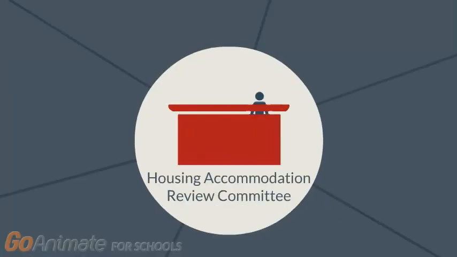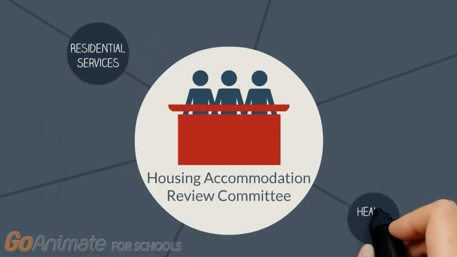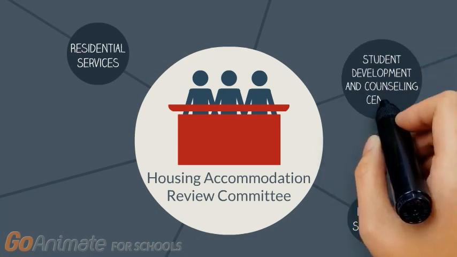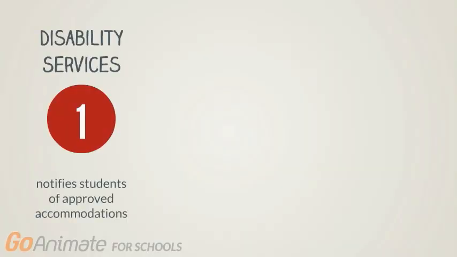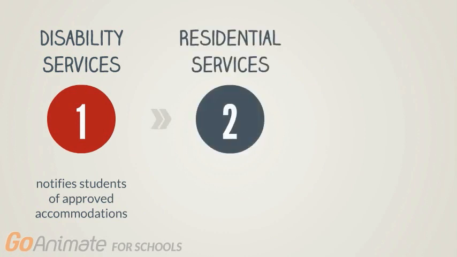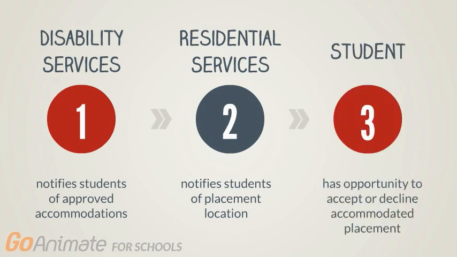Once the deadline has passed, the Housing Accommodation Review Committee will meet to review the requests. The Review Committee includes members from Residential Services, Health Services, the Student Development and Counseling Center, Dining Services, and the Office of Disability Services. The Office of Disability Services will then notify students of their approved accommodations. Subsequently, Residential Services will notify students of the specific placement and whether they can pull other roommates into the placement location. Students will then be asked to accept or deny the placement offer before the start of the general housing selection process.